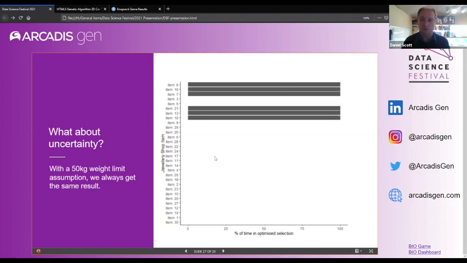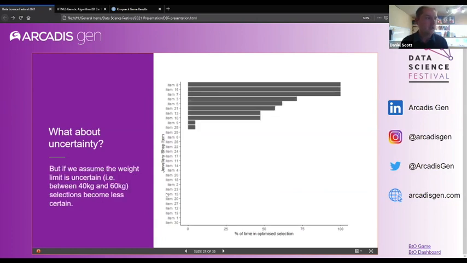But what if we didn't know that the exact limit of that bag was 50 kilograms? Because quite frankly, we're unlikely to know. We'd probably have to destructively test it, and then we can't use the bag anyway. So what if we assume that the actual limit of the bag is somewhere between 40 and 60 kilograms? What we can do is have a look across that uncertainty range. We can optimize all the different possibilities, and we can look at how often different items are selected based on the limit of the bag.